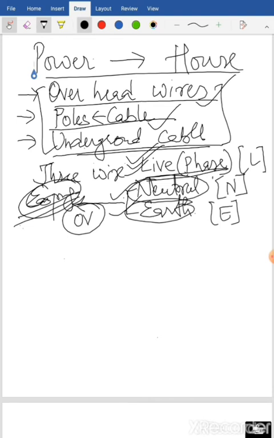All right. Now we saw the three wires. Now how it reaches us. So before it reaches us, at the pole, suppose this is our pole.